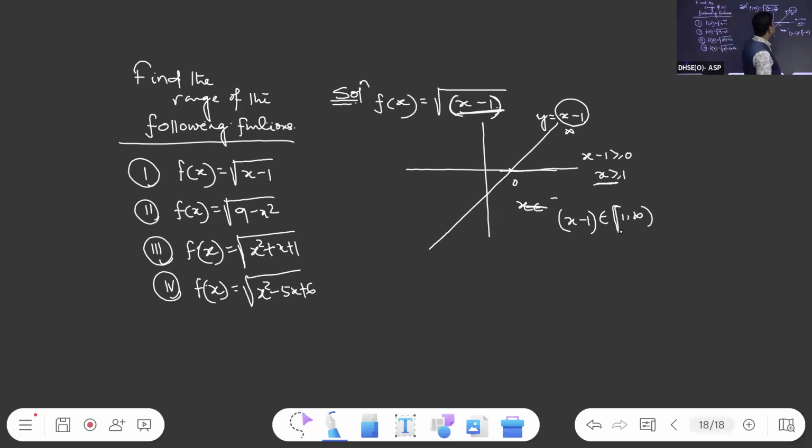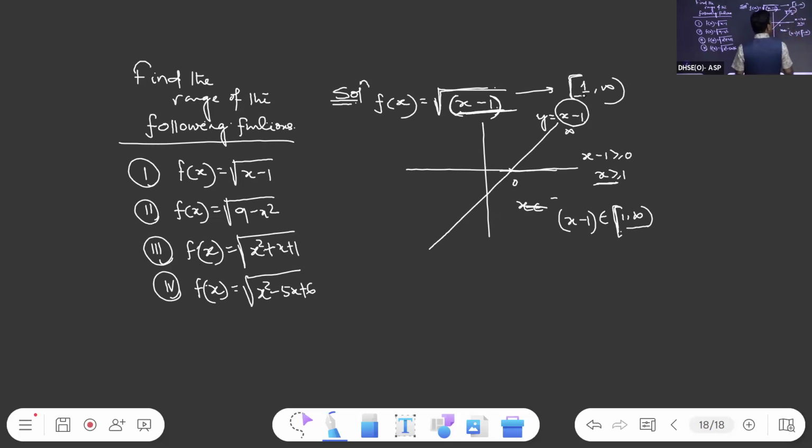What is range? The range of a function is the set of obtained values of a function, or the set of functional values of a function. Okay. So the inside expression x minus 1 gives you the value 0 to infinity. If you take the root of 0 to infinity, again it will give 0 to infinity. So the range of the function is 0 to infinity.